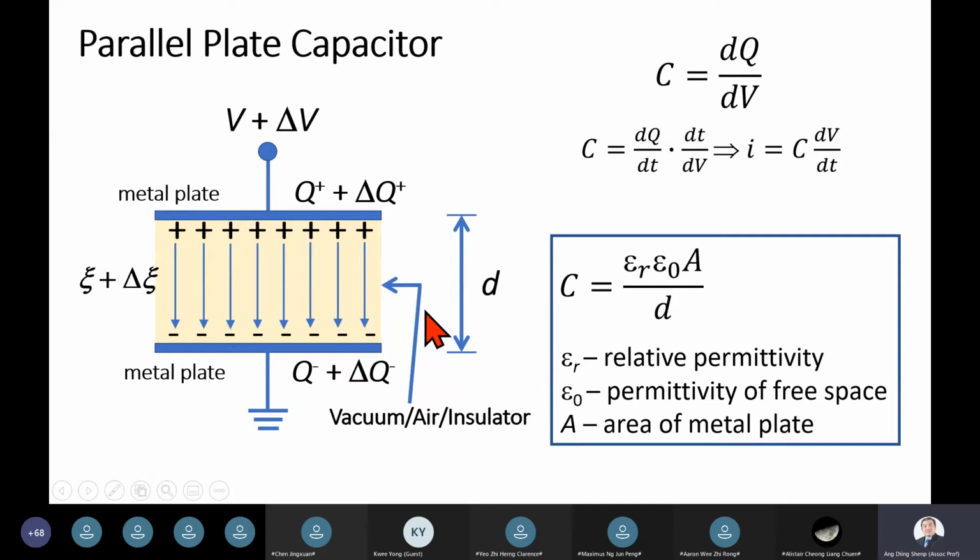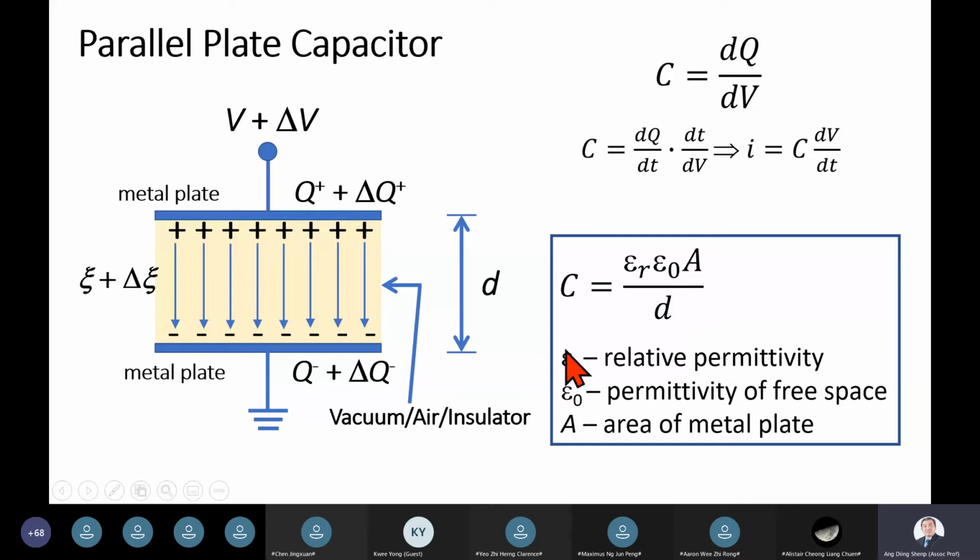We can later show that the capacitance of this parallel plate capacitor can be derived and shown to be of this expression here, where epsilon r is called the relative permittivity of the medium that separates the two plates. I will explain a bit on the concept of permittivity later on. And epsilon naught is the permittivity of free space, A is the area of the plates, and d is the separation of the two plates. So the capacitance is inversely proportional to the separation of the two plates. So when d increases, the capacitance decreases.